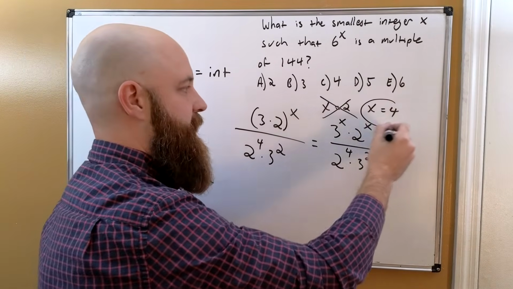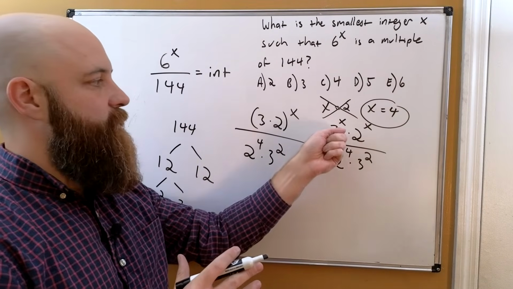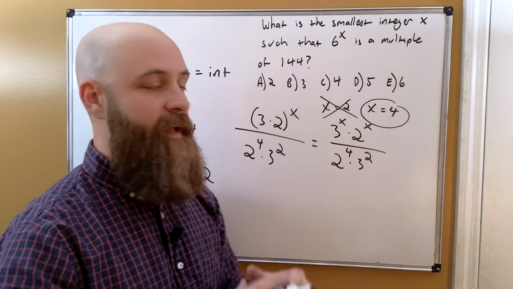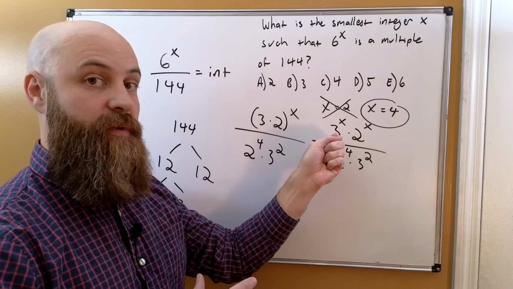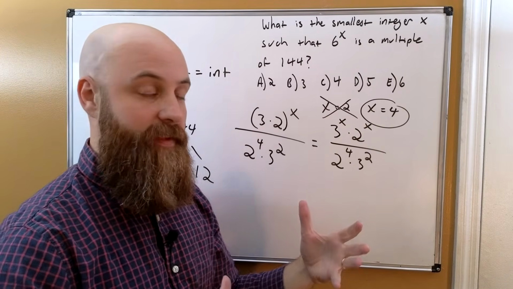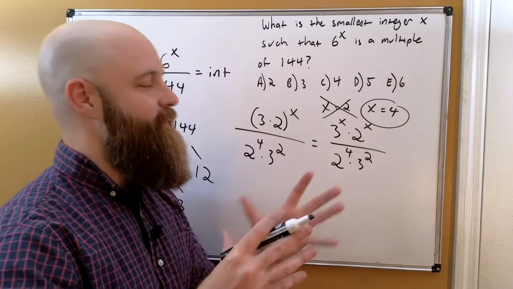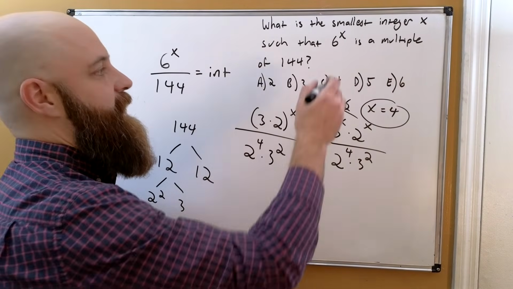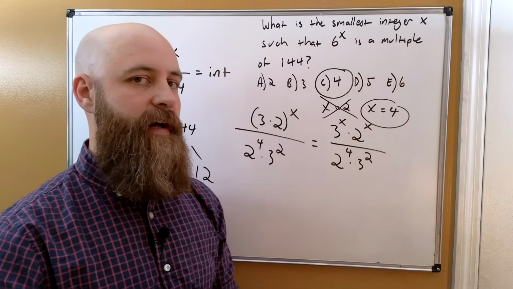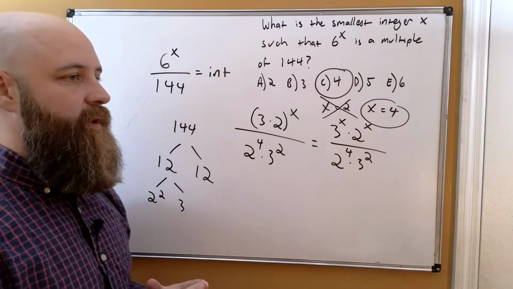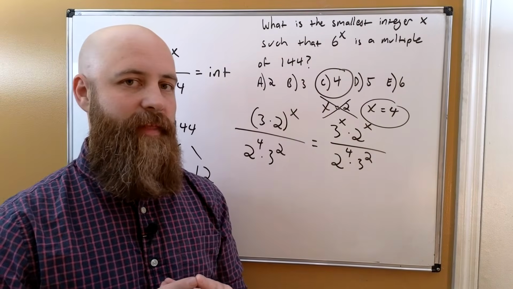Okay, so I'm going to have to go with x equals 4. 2 to the 4th over 2 to the 4th, that works. 3 to the 4th over 3 squared, that works too. Again, that's a bigger x than I need for just the 3's on their own, but that doesn't mess things up. And at the very least, x has to be 4 to accommodate the 2's. So, okay, long story short, x equals 4, so answer choice C. 4 is the smallest possible value of x for 6 to the x over 144 to be equal to an integer.